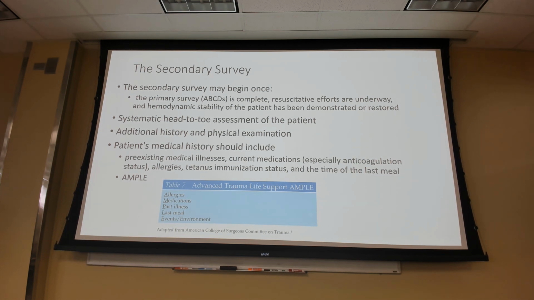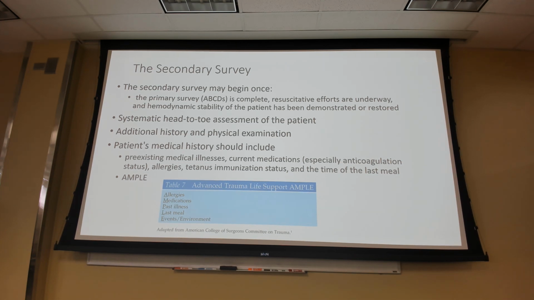and systematic, obviously. And then we get any additional history, physical exam findings, and the mnemonic that the American College of Surgeons likes to use with Advanced Trauma Life Support, which is the AMPLE history. So we want to know any allergies, current medications, past medical history, last meal, and then events leading up to what happened. So basically a little bit about the history.